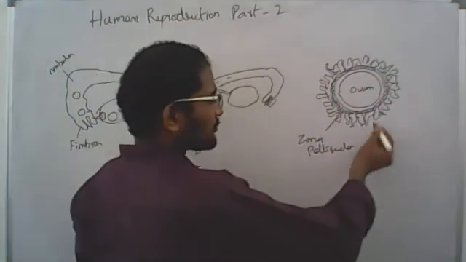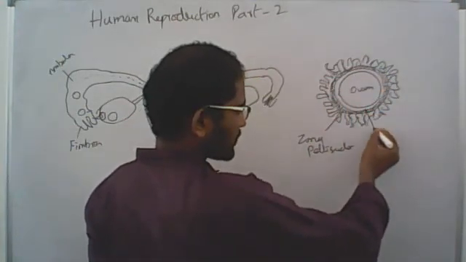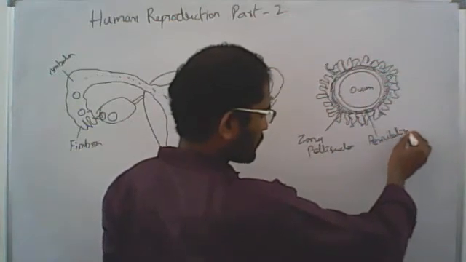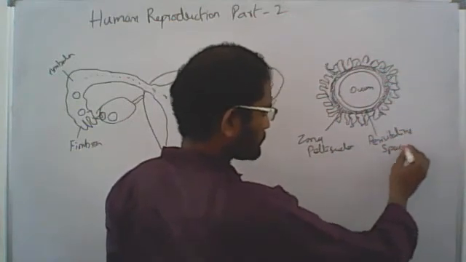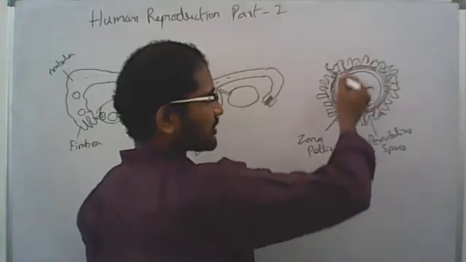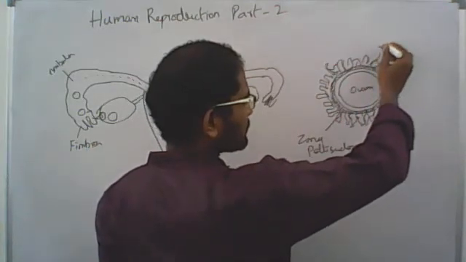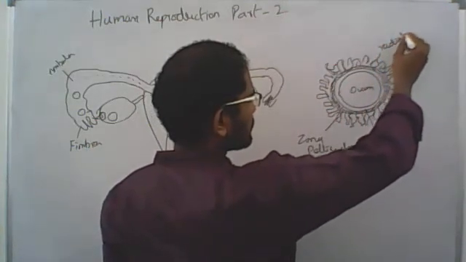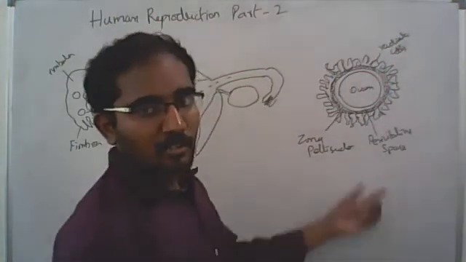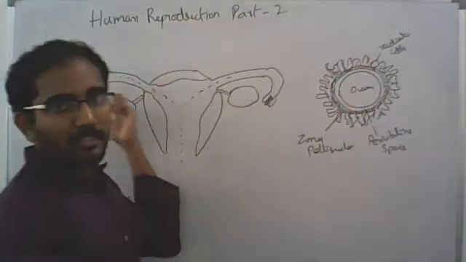Then after that you can see an empty space. That's the perivitelline space. And outside the zona pellucida, you can see some hair-like cells. These are the cells of the corona radiata. So this is how the ovum looks in the ampullary region.